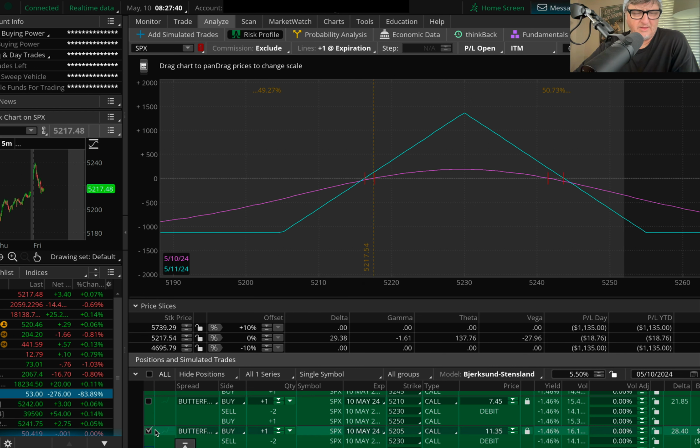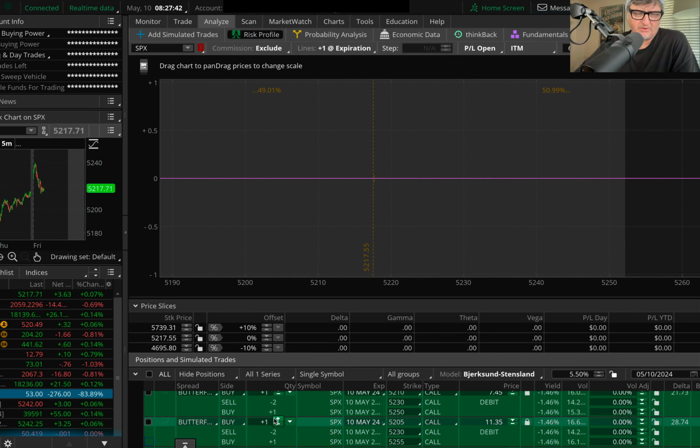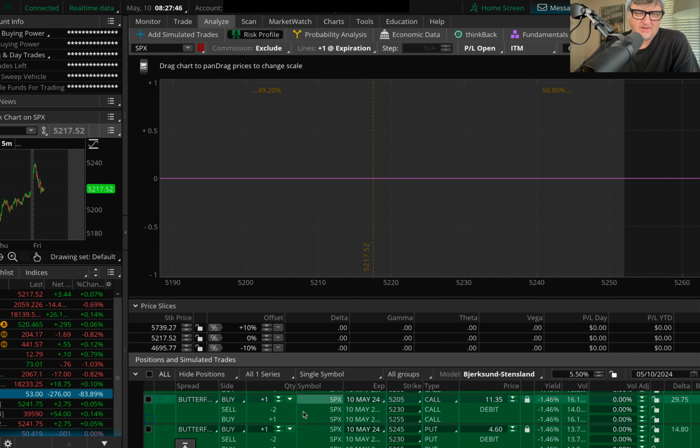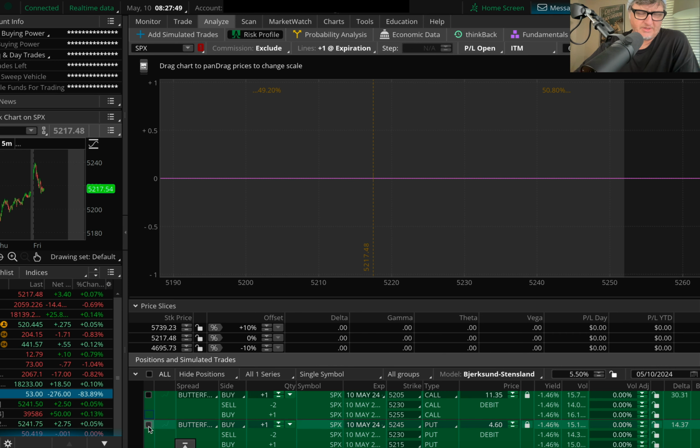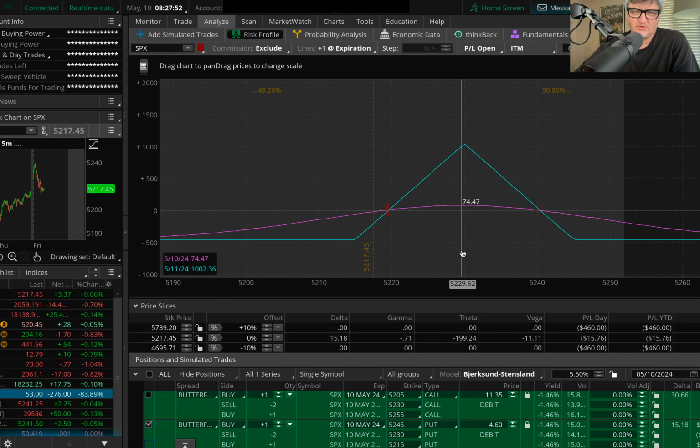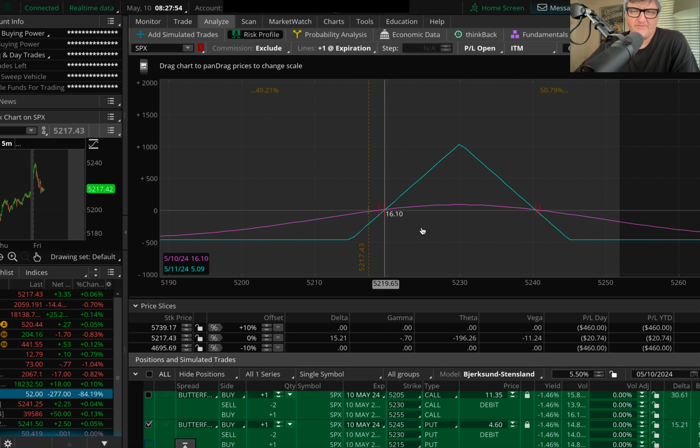Okay. And then the real money trade was already closed down. It hit profit target of $50. But let's just take a look at it real quick. So here's the trade we already closed down for profit target of $50. It's a 15 pointer.